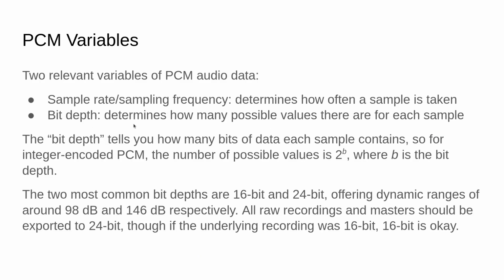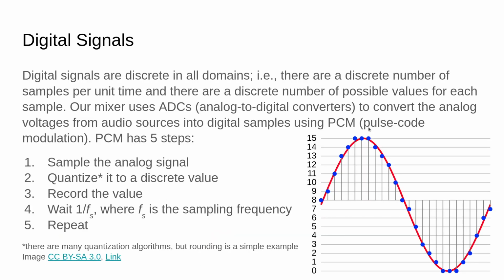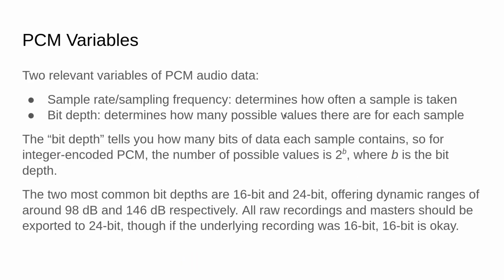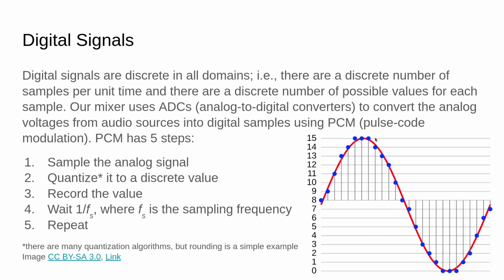The bit depth determines how many possible values there are for each sample. So in this case, we had 16 possible values. And that means we had a bit depth of 4. The relationship between the bit depth and how many possible values you have isn't super relevant. It's 2 to the b. If you have a background in computer science, the bit depth just tells you how many bits of data each sample contains. And so if you have integer encoded PCM, the number of possible values is 2 to the b. And if you don't understand that, it's totally fine. But just know that more bits means more resolution on this axis.